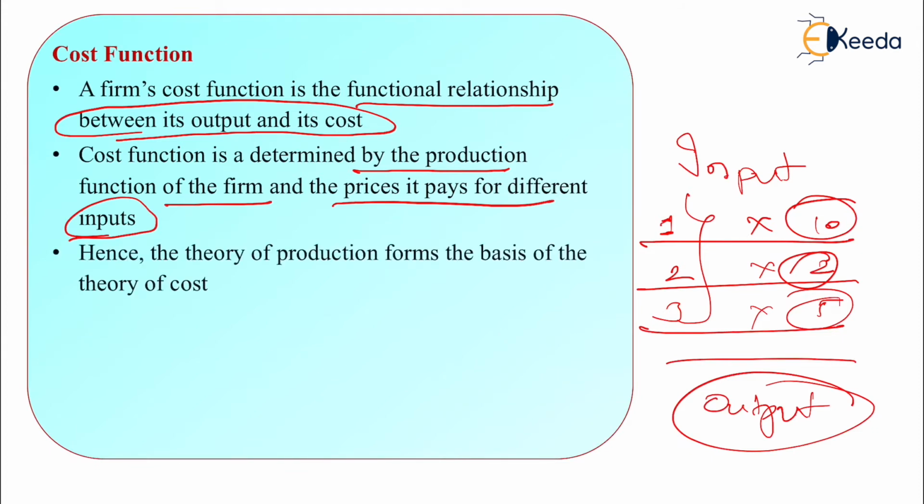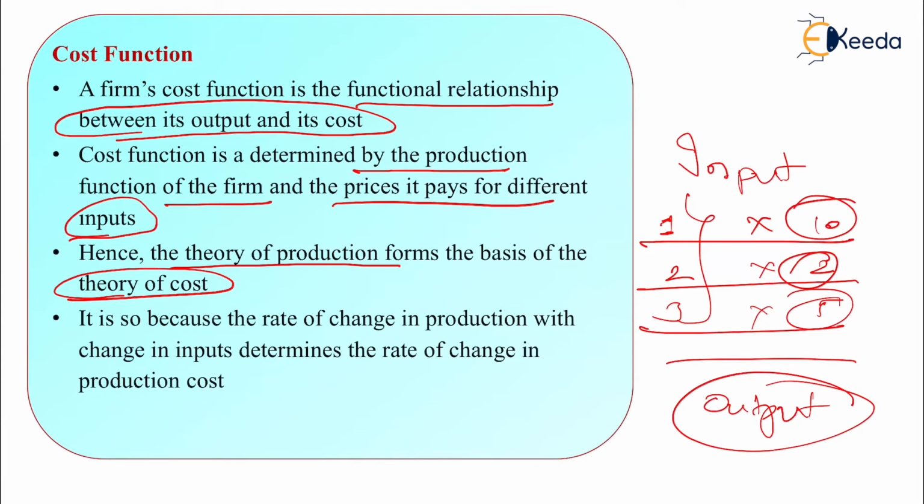Hence, the theory of production forms the basis of the theory of cost. Whatever theory of production we prepare, it forms the theory of cost. So whatever production cost that we take gives you the exact cost of the product. It is so because the rate of change in the production with the change in the input determines the rate of change in the production cost. It's very simple to understand.